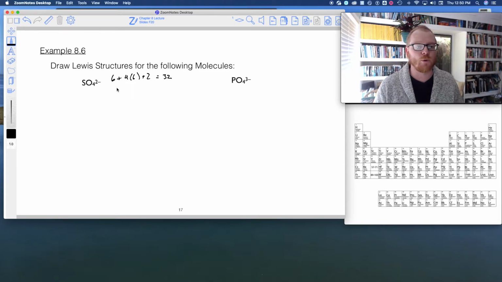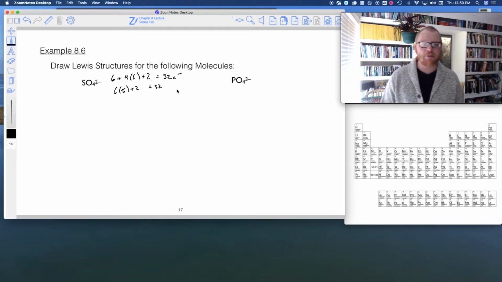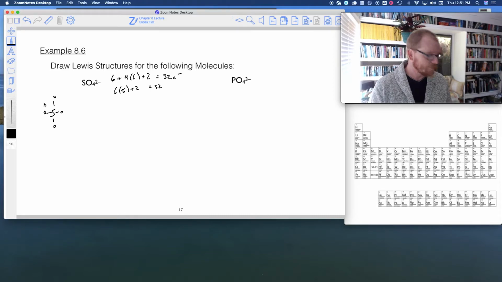So now we do Clark's rule. And Clark's rule says 6, so 5 non-hydrogen atoms plus 2, and that equals 32. Huh. So what's the deal, man? Why am I using this as an example? Because this just says we should be good to go, right? This says we expect that it's just going to be all single bonds, okay?